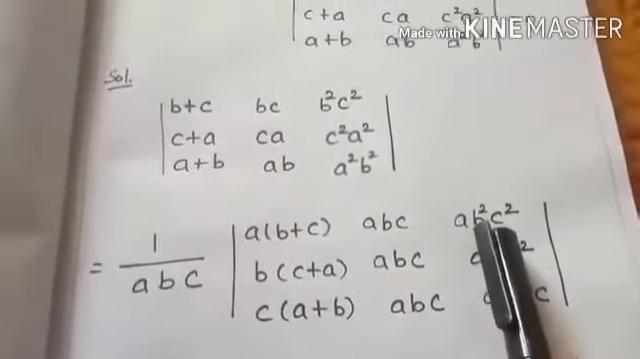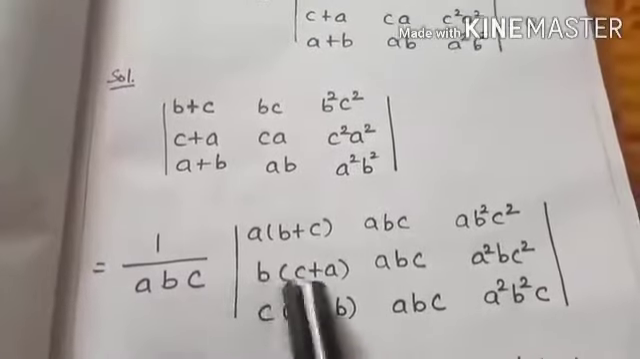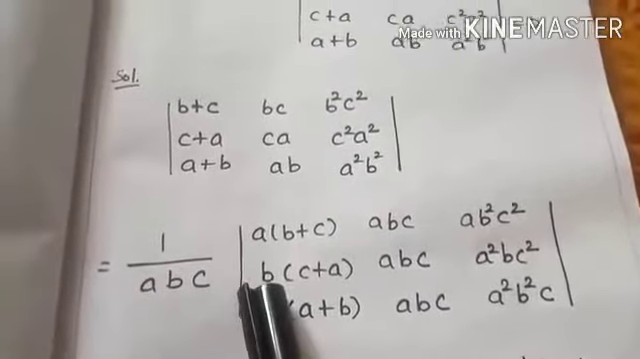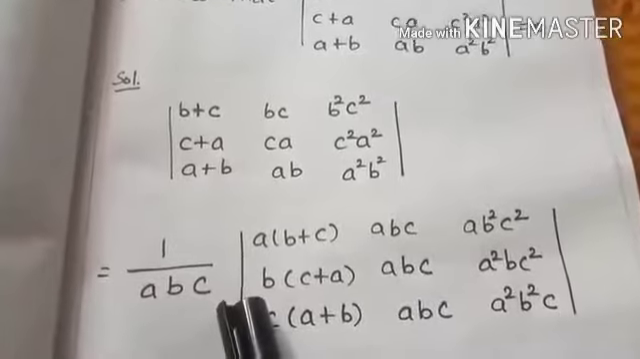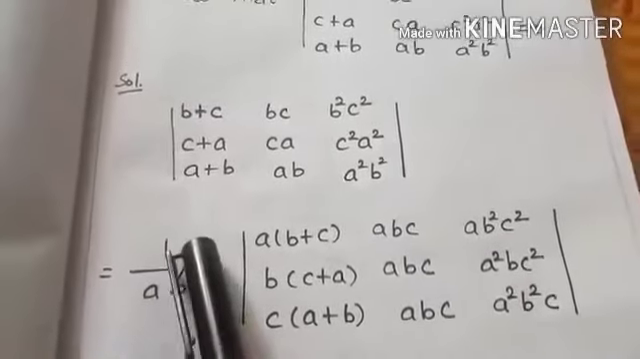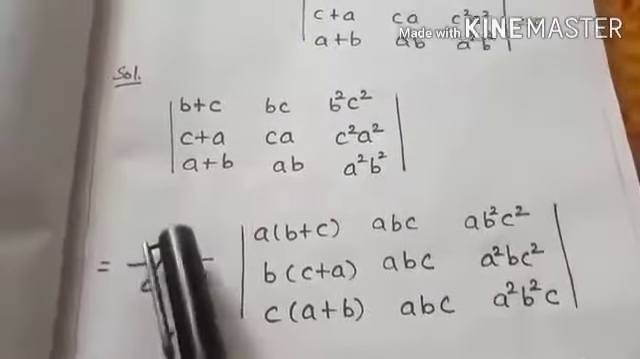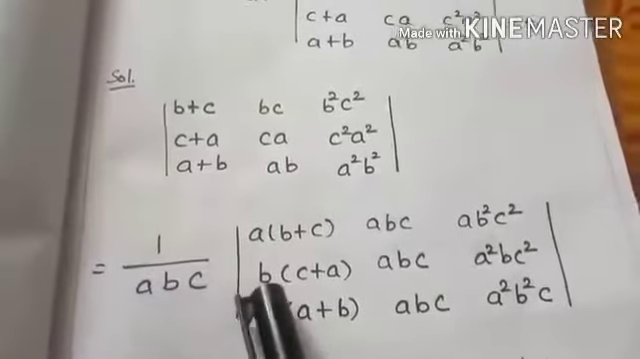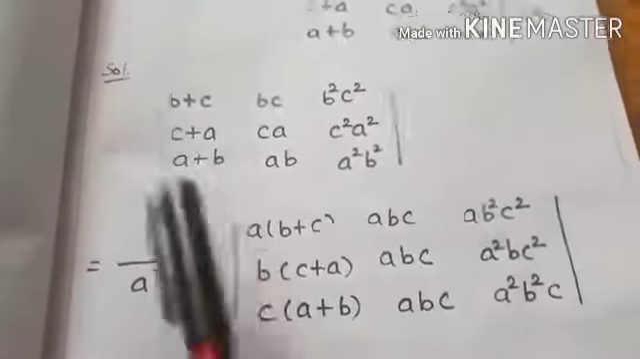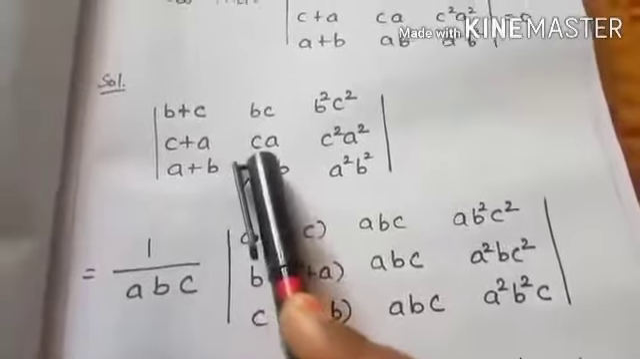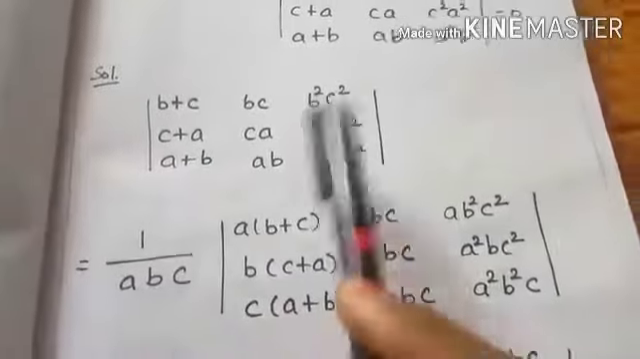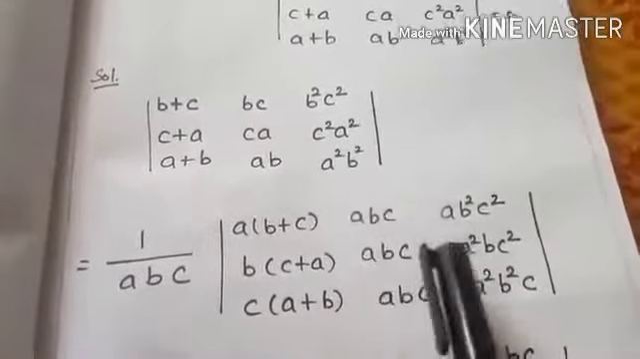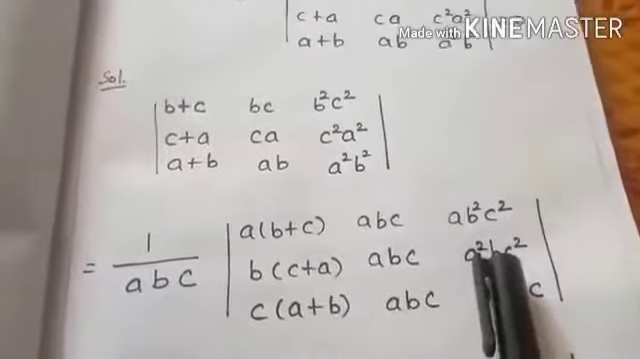Next, the second row. R2 is multiplied and divided by b. So the multiplying term goes inside the determinant, and the divided term goes outside the determinant, that is 1 by b. In the second row: b into (c plus a), bca, that is abc, b into c squared a squared, that is a squared b c squared.